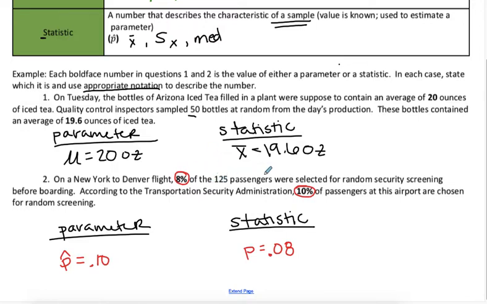So again, just like we're going to do with means, we're going to look at proportions in the same way and say, okay, well, we were expecting 10%. That's what they say are being chosen for that random screening, and we only had 8%. Does that mean they're really not following through? Like maybe that airplane or airport is not doing what the TSA recommends as far as being randomly screened? Is that a significant difference from what they have claimed at 10%? That's where we're moving toward. So it's going to be important to be able to tell the difference between a parameter and a statistic.